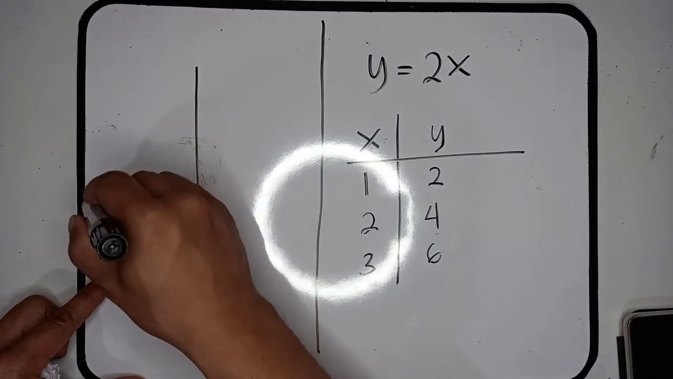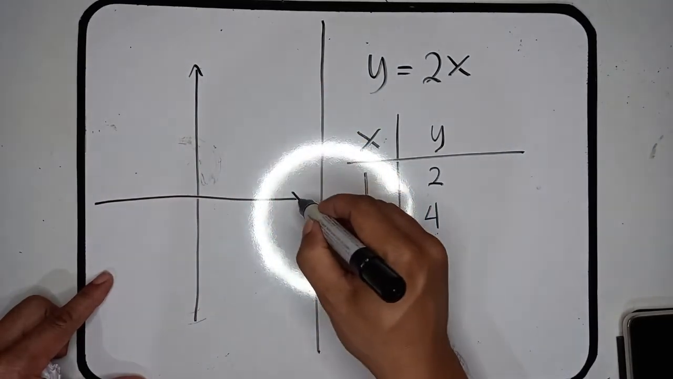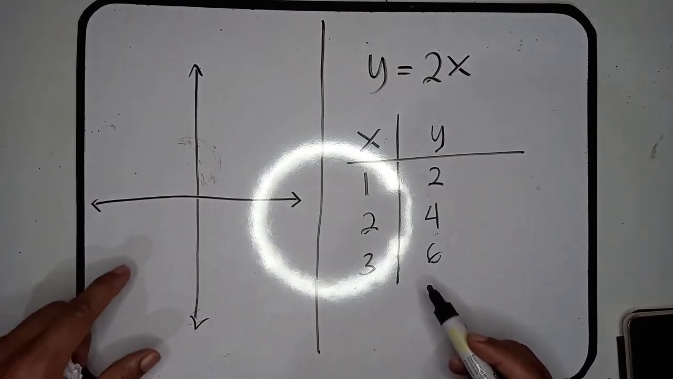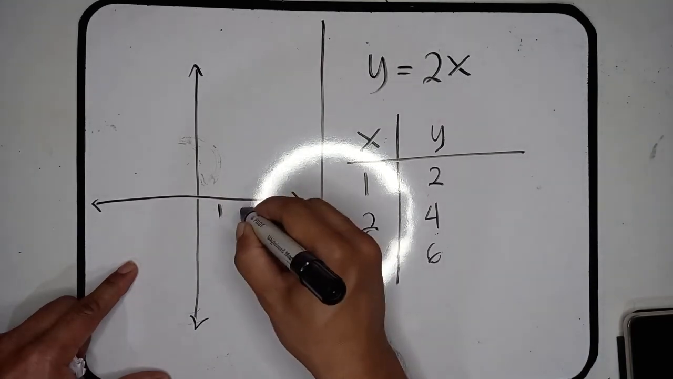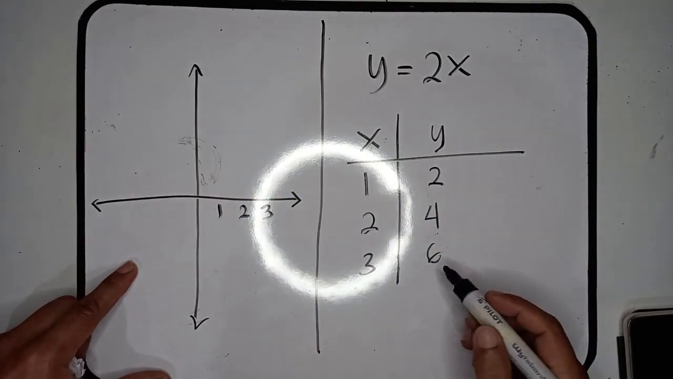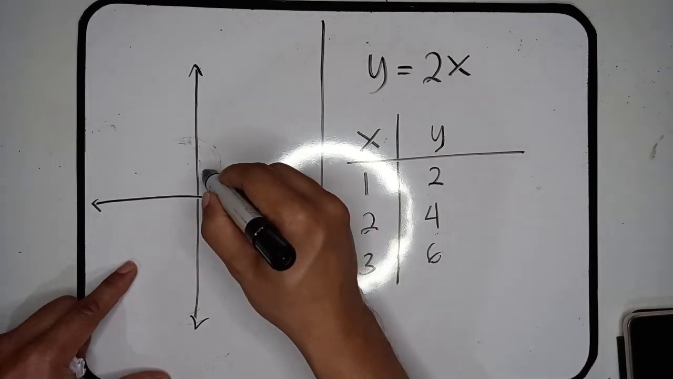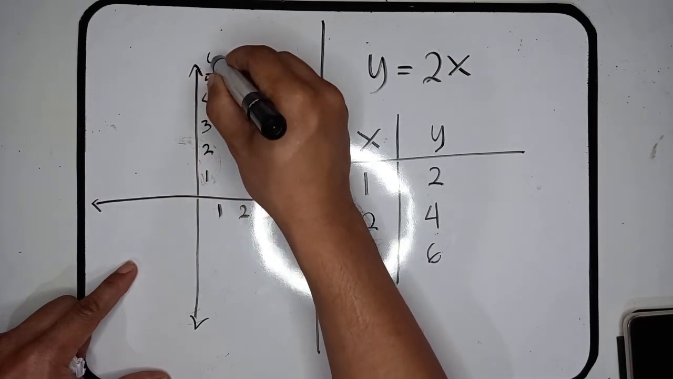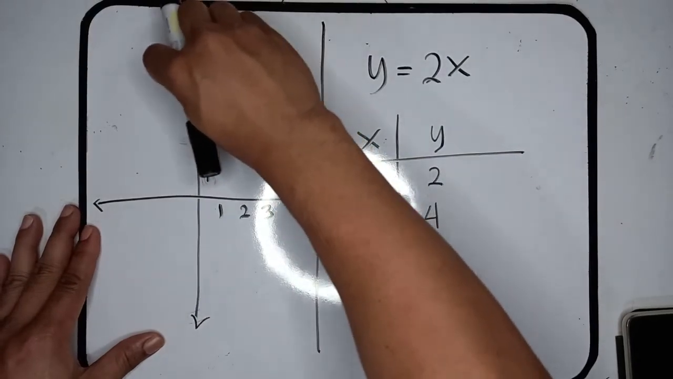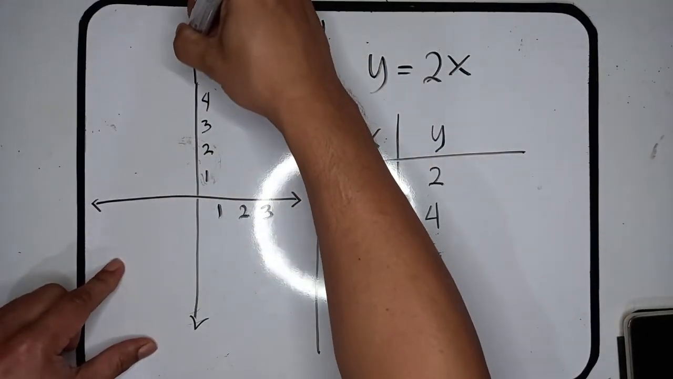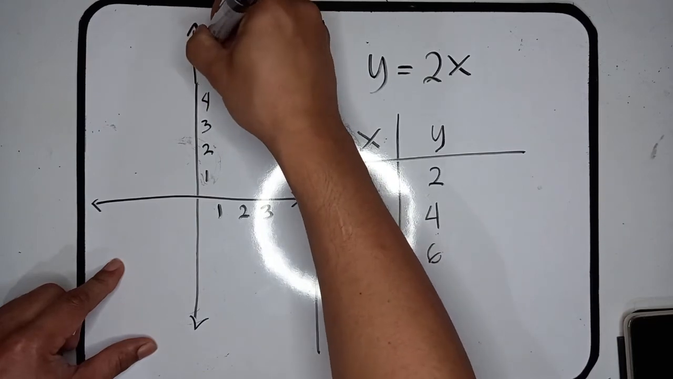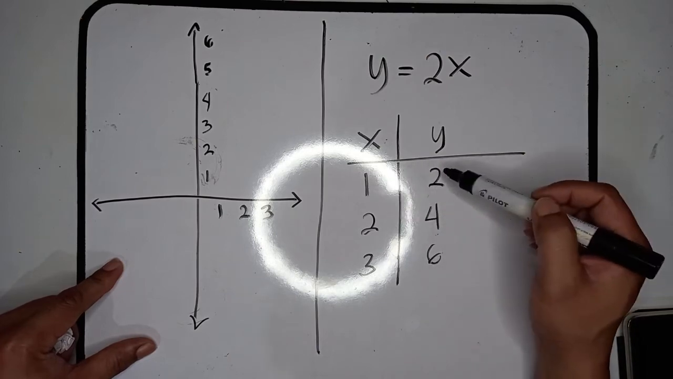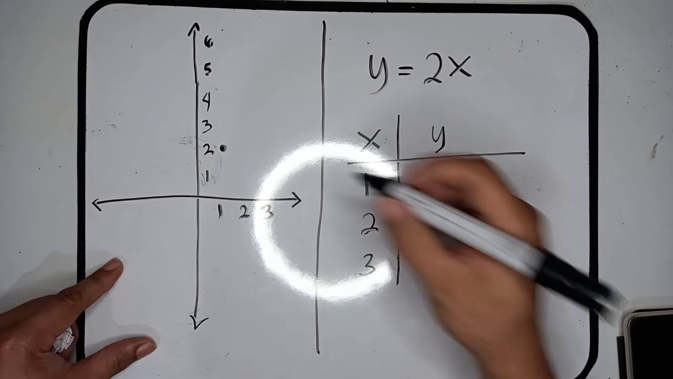Okay, and now let's plot it on our x and y axis. So we have x 1, 2, 3. For y we have 6, 1, 2, 3, 4, 5 and 6. So let me erase this. Okay, so if our x is 1 and y is 2, it will go around here. This is our first point.